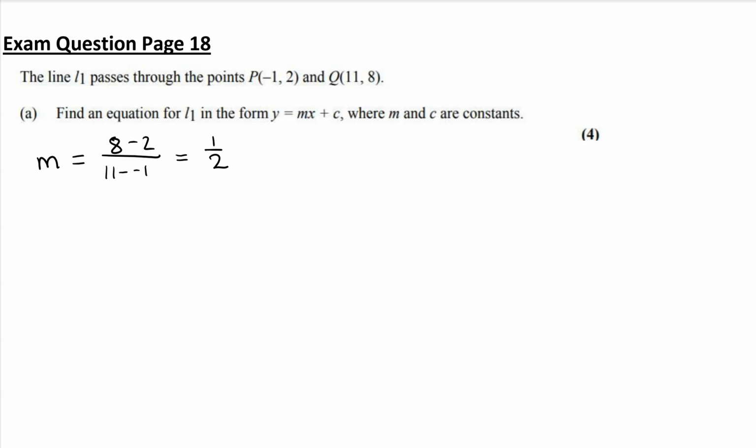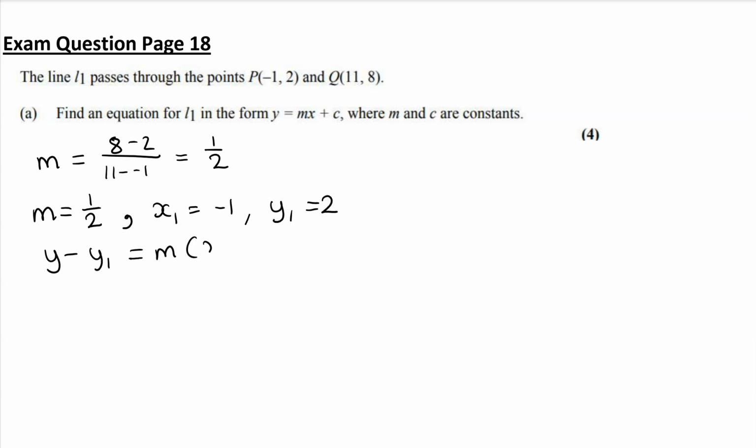So now I've got my gradient, and I've got at least 1 point on the line, so now I can find my equation. I'm just going to use the first point here, minus 1, 2, and then I'm just going to put it into my equation of the line formula. Remember, if you prefer using y equals mx plus c, you can do that. So just sub in everything I know.